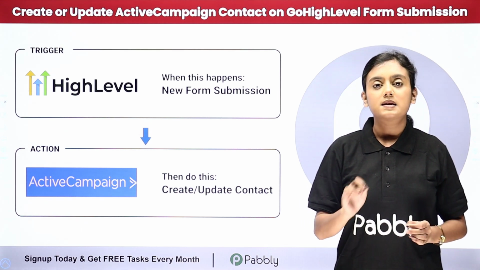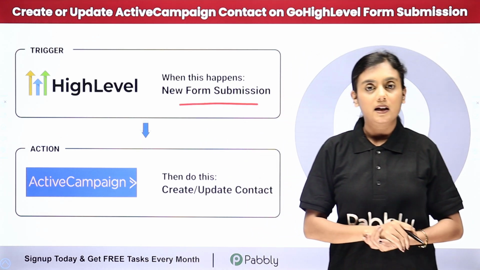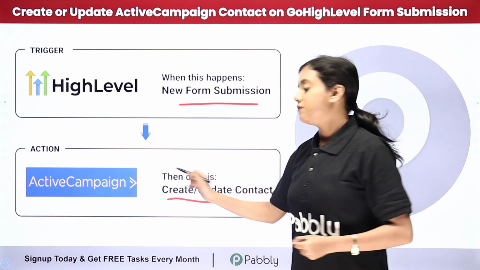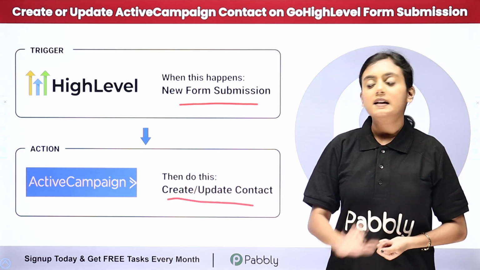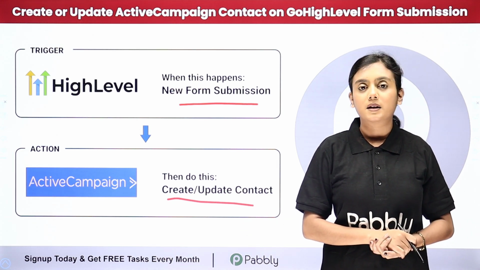Here what I want is that as soon as a new form submission is done using GoHighLevel, I want to create that lead as a contact in my ActiveCampaign account. Now creating these contacts manually after the new form submission is done is very time consuming.